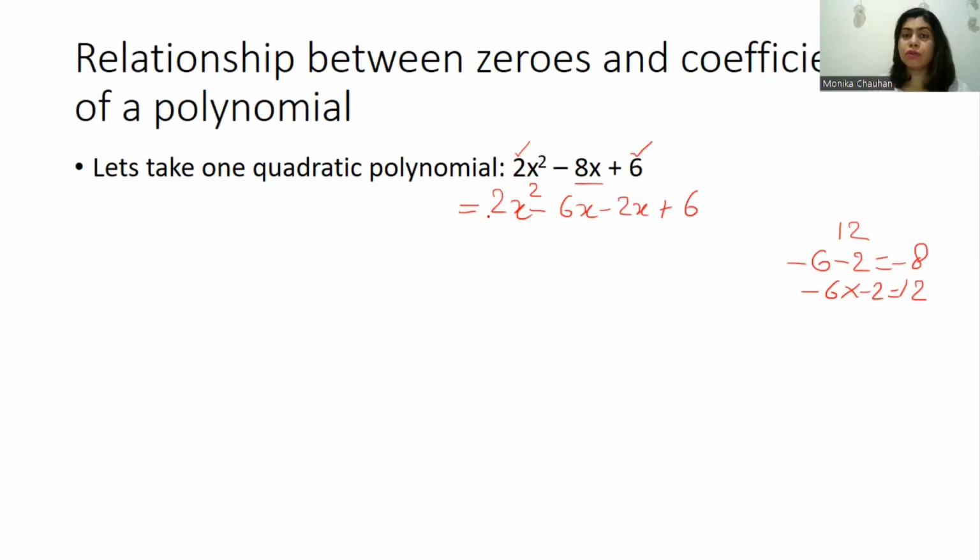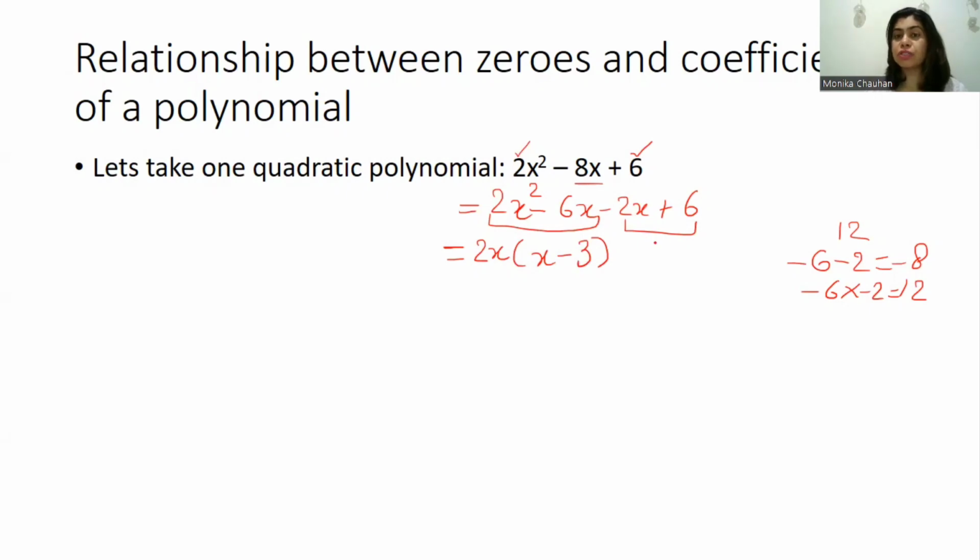Now you need to regroup this. First of all, take out common factors from the first two terms and the next two. What is common from the first two terms? Check the coefficients first, 2 and 6. The HCF is 2, and between x squared and x, it is x. Now, what will come inside the bracket? You will get x minus 3. I hope this is clear.